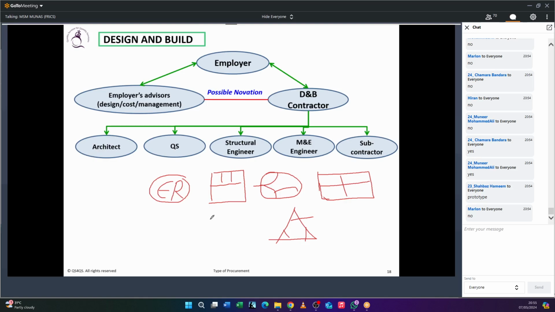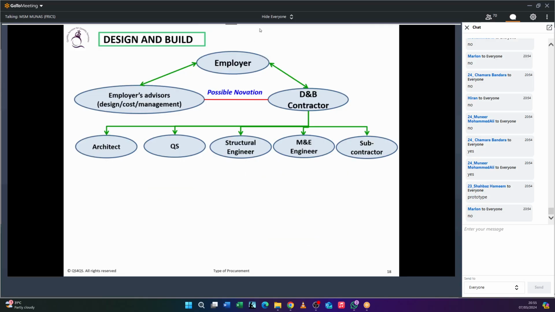So, not like the traditional route, there are fewer bidders in this design and build procurement route because of the effort they have to put in. If they are very serious, only then will they come. Otherwise, they will not come. Okay. So do you understand a little bit about this process? Let's go into detail and see.